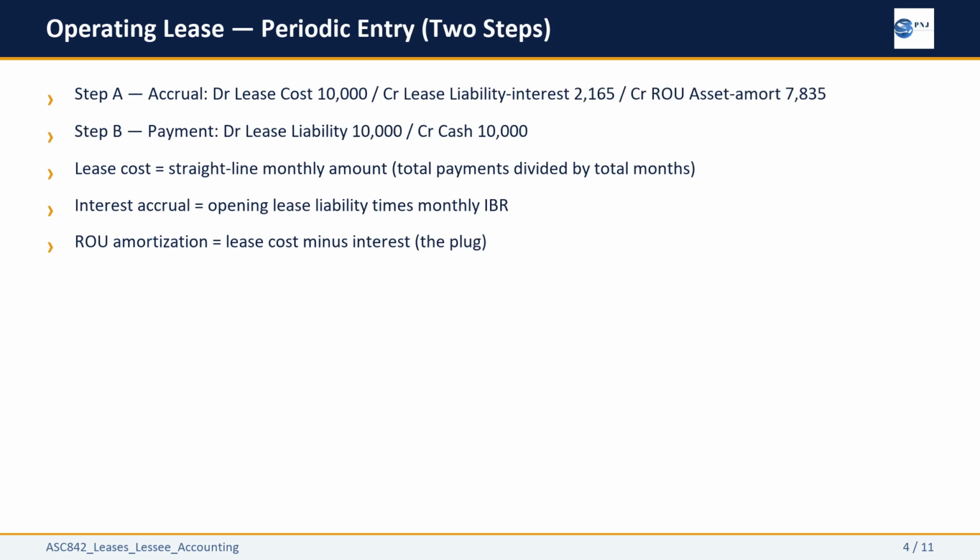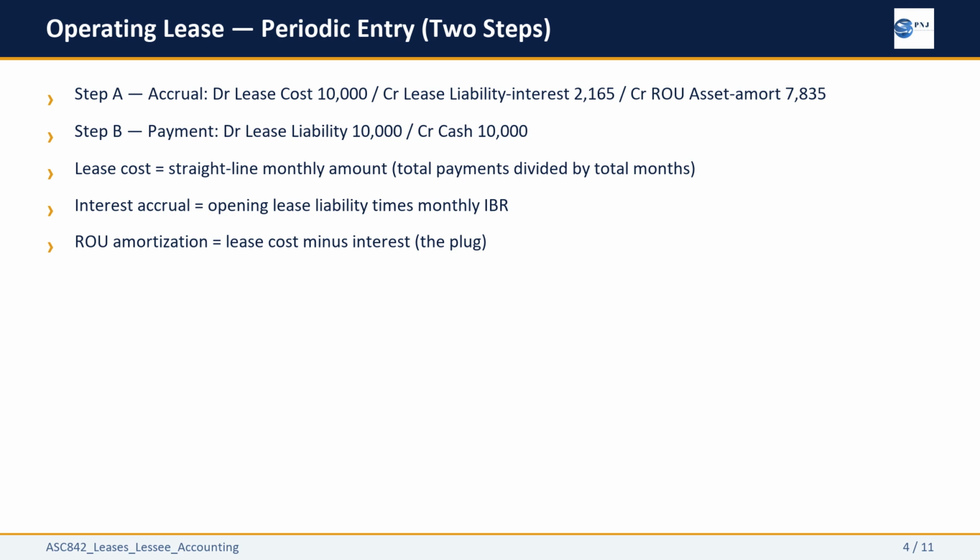The monthly operating lease entry is a two-step process. Step A is the accrual, debit lease cost for the straight-line monthly amount, in this example, $10,000. Credit lease liability for the interest component, $2,165, which is the opening liability times the monthly IBR. Credit the ROU asset for the amortization plug, $7,835, which is lease cost minus interest.